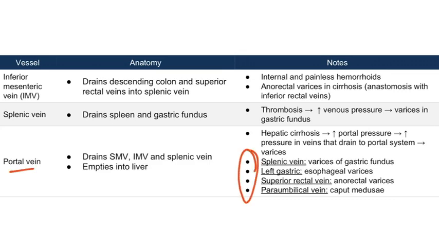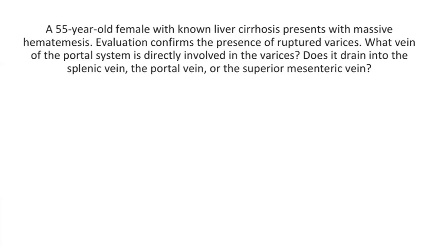We've discussed all these varices, the portal vein, splenic vein, and the IMV, and how they're relevant and how you can be tested. Now let's do a question to solidify what you've learned. A 55-year-old female with known liver cirrhosis presents with massive hematemesis. Evaluation confirms the presence of ruptured varices. What vein of the portal system is directly involved in the varices? Does it drain into the splenic vein, the portal vein, or the superior mesenteric vein?